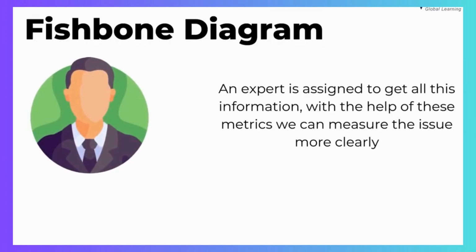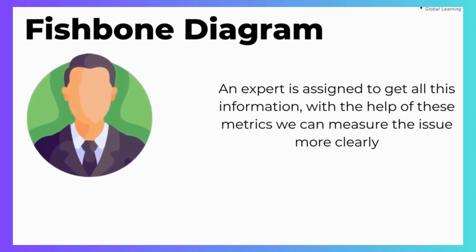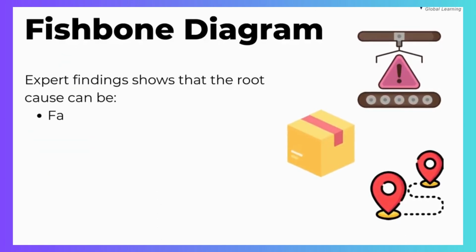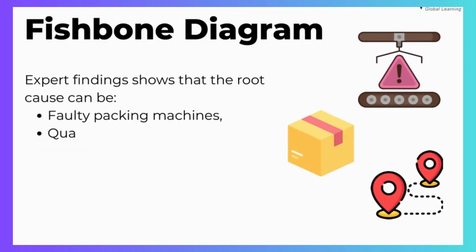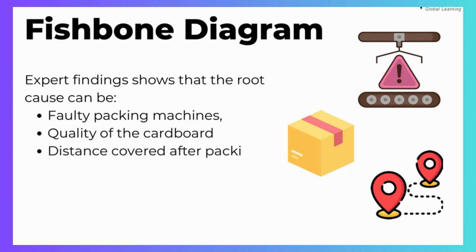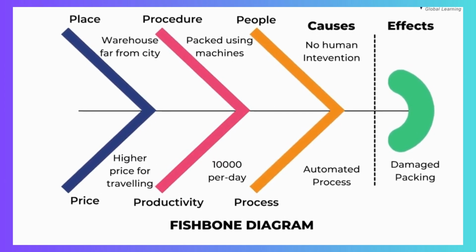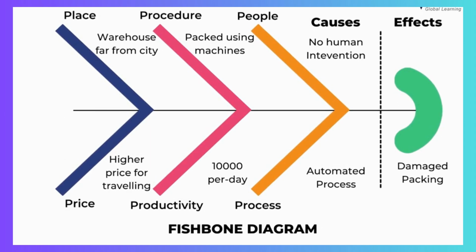Now, an expert is assigned to get all this information. With the help of these metrics, we can measure the issue more clearly. And the expert's findings show that the root cause can be with one of the packing machines, the quality of the cardboard used in packing, and the distance traveled by the deliverable after packing. With all the information, the Six Sigma expert will analyze the problem using the Pareto chart.